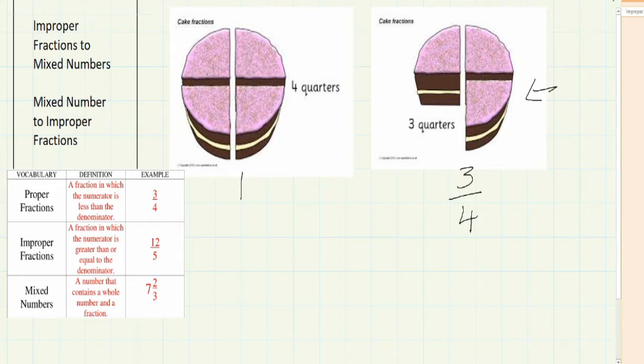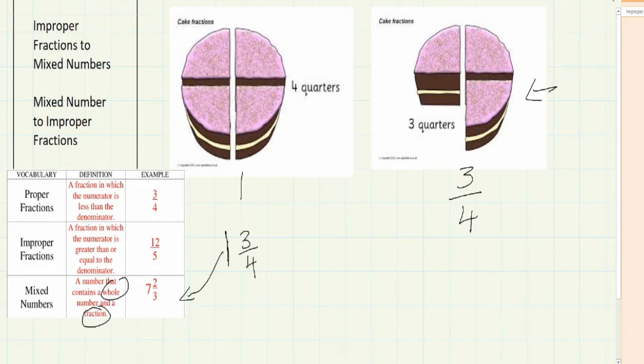Interesting. So if I put that together, do you reckon it would look like this? I'd have 1 and 3 quarters. 1 cake and 3 quarters of a cake. Yes. Okay. So that's what we call a mixed number. I'm going to just put it over here. It's a number that contains a whole number and a fraction. So as you can see, this number has a whole and a fraction. A proper fraction is just when it's a fraction by itself, but this is a mixed number because it has a whole number with a fraction.